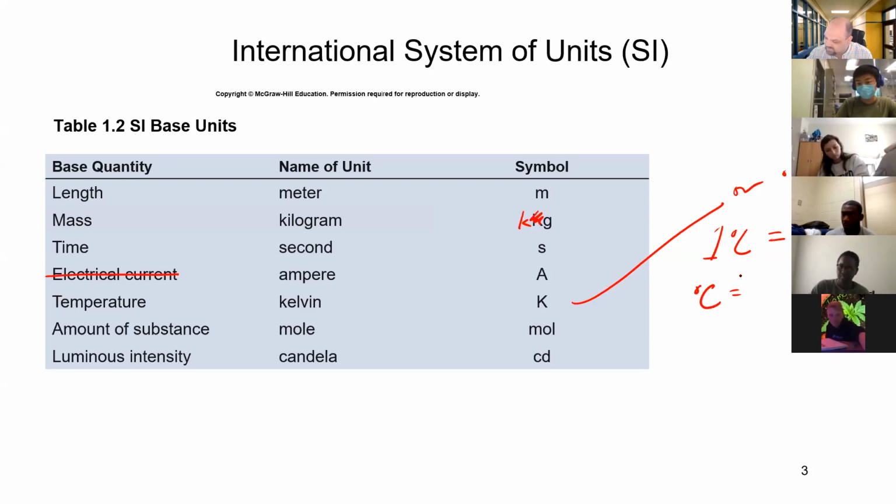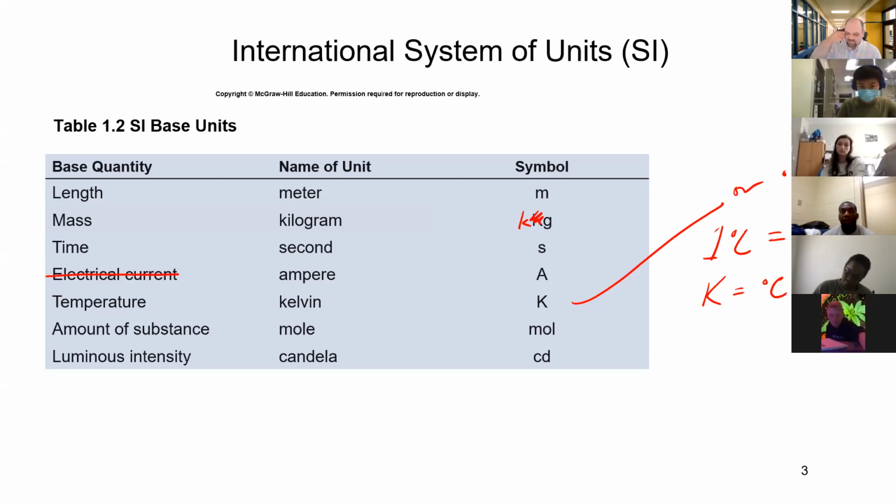Sorry, to get to Kelvin, let me think about this a different way. To get to the Kelvin, it's going to be whatever our degrees C are plus 273. Right? And so 0 Kelvin, then degrees C must be negative 273. And so absolute 0 is negative 273 Celsius. And then 0 Celsius is positive 273 Kelvin.